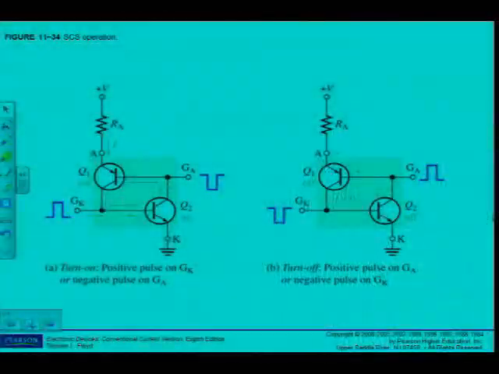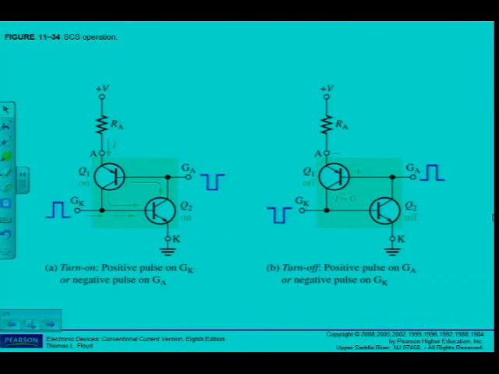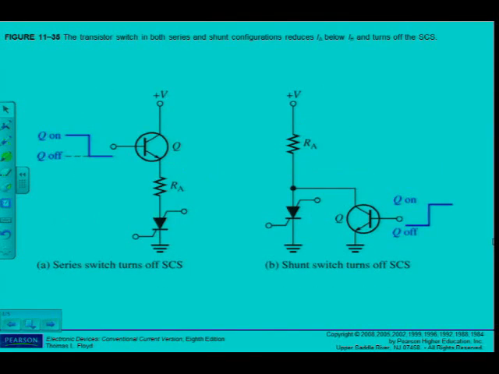Right, there are the figures with the BJT circuits with the gates as pulses as shown, and the device switches on and off as indicated.